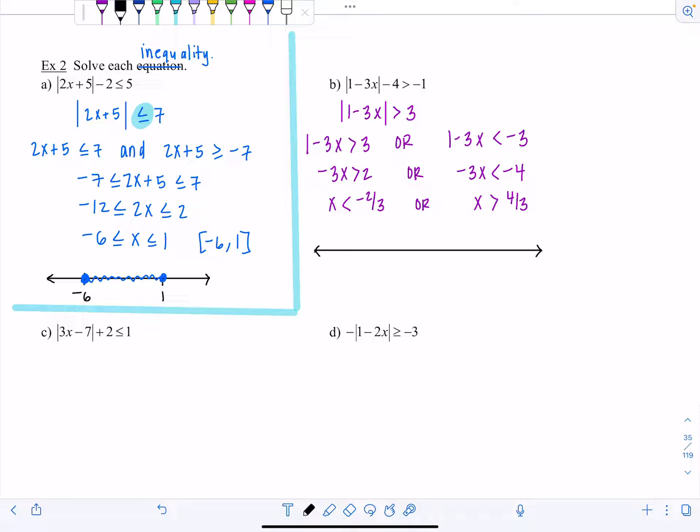So we've got negative 2/3 over here, 4/3 over here. X is less than negative 2/3, so open circle, shade to the left, open circle at 4/3, shade to the right. Let's write it in interval notation. You have to read from left to right. So the first interval goes from negative infinity to negative 2/3, parentheses. And then when you need to connect it to another interval, you put a union and then 4/3 to positive infinity, like that.